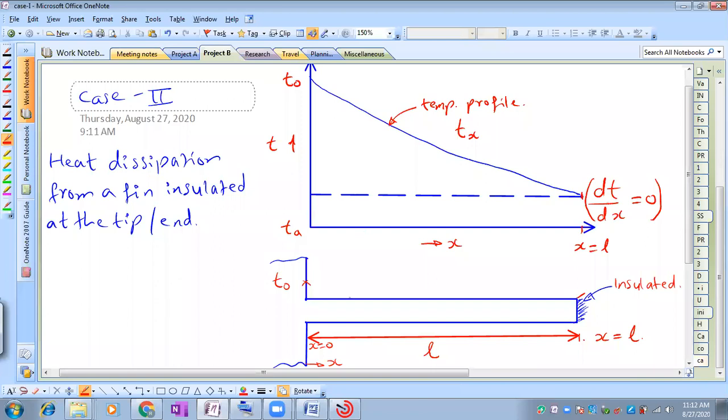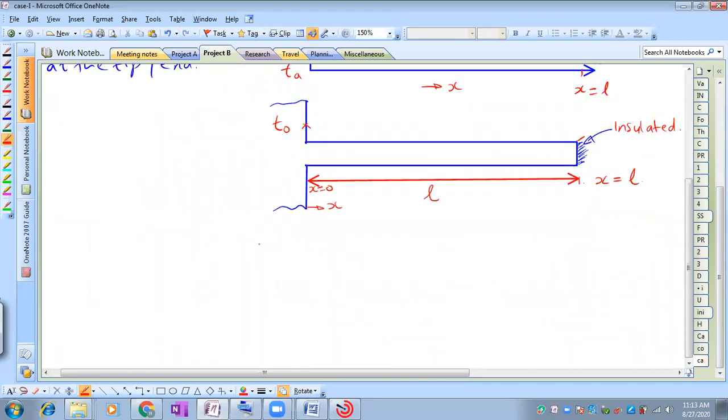So what does this line indicate? This line indicates there is some temperature at this line. So how can we proceed? Any idea? We can apply the boundary conditions directly.